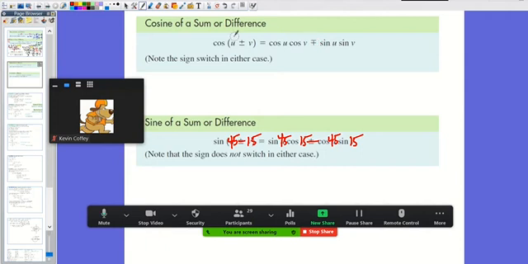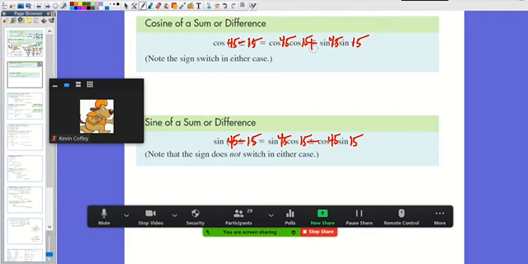Anyways, now let's do the same thing here. Let's pretend this said 45 minus 15. Remember, if this is minus here for the cosine formula, this is plus. And I'm just going to write 45, 15, 45, 15, and then just look up these unit circle values.